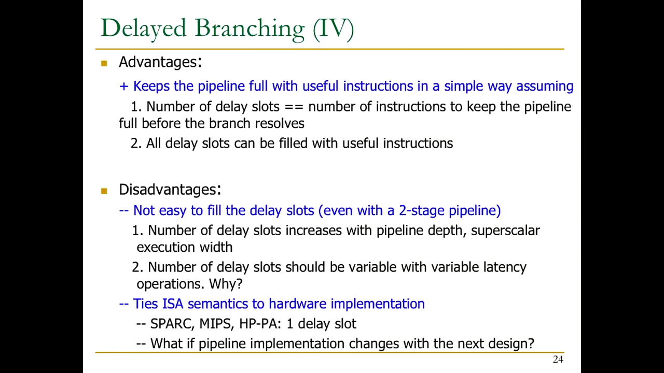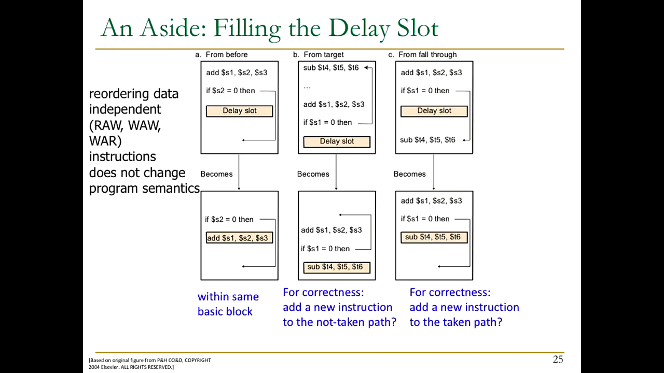That's very tough, actually. And the number of delay slots should be variable with variable latency operations also, because a branch may resolve at different times, right? If you have out-of-order execution, for example. Okay. Any questions on delay slots?